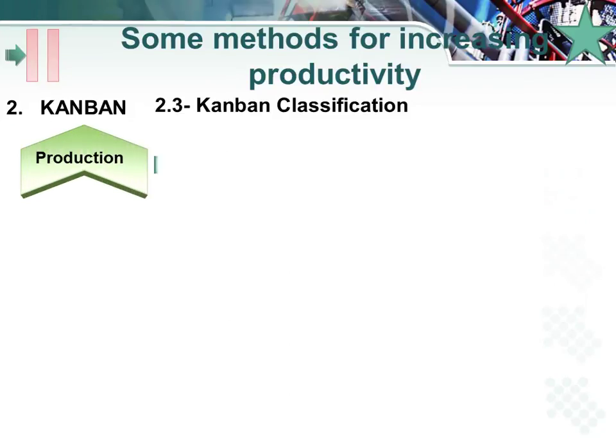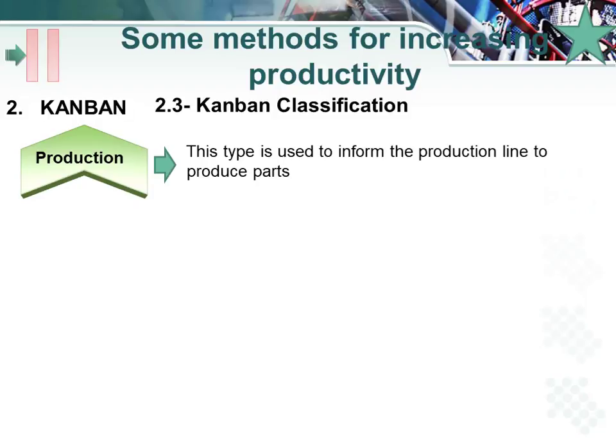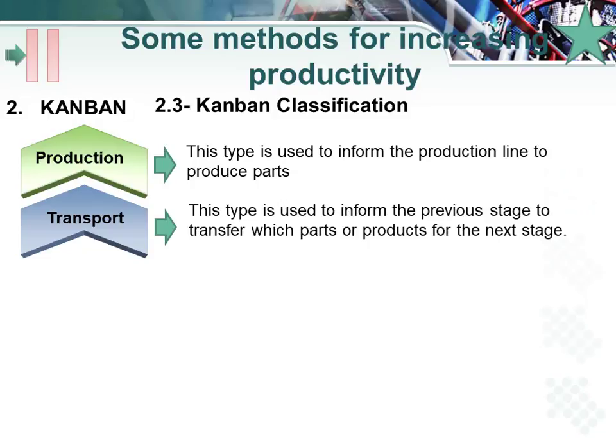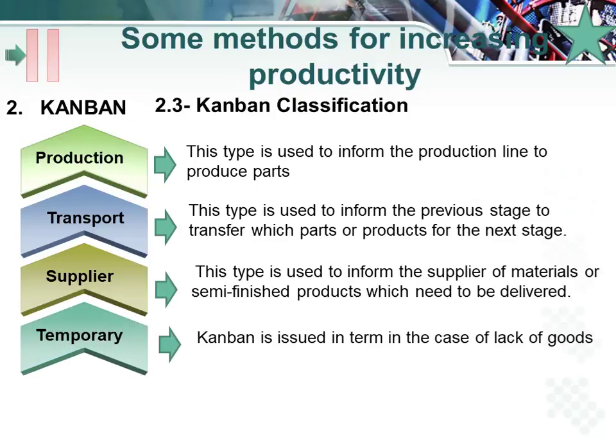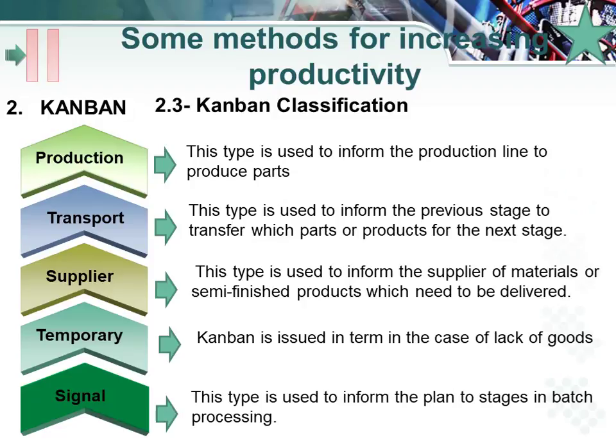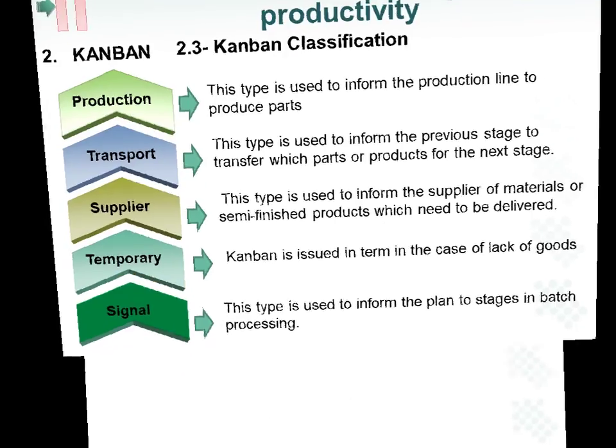Next, Kanban classification includes 5 types. First, production. This type is used to inform the production line to reduce parts. Second, transport. This type is used to inform the previous stage to transfer which part or products for the next stage. The third, supplier. This type is used to inform the supplier of material or semi-finished products which need to be delivered. Next, temporary. Kanban is issued in terms in the scale of lots of goods. And finally, signal. This type is used to inform the plant to stay in batch processing.